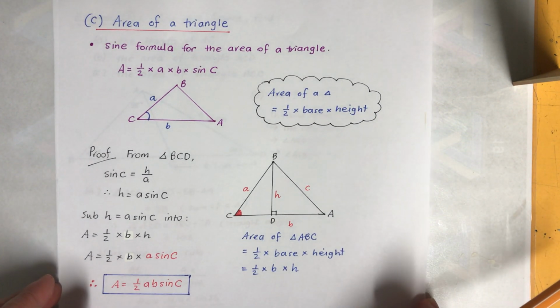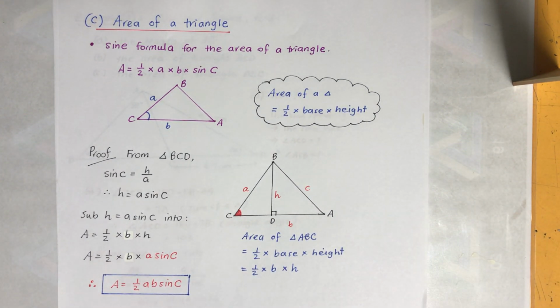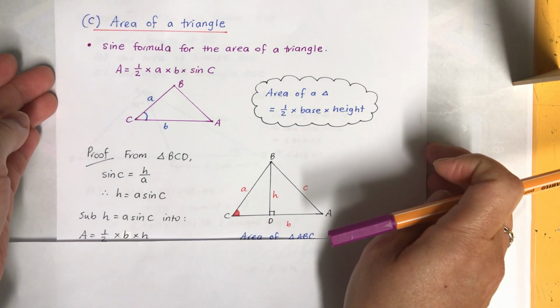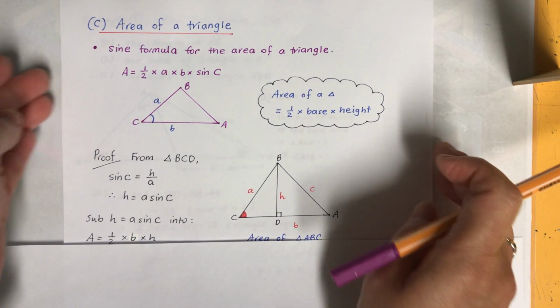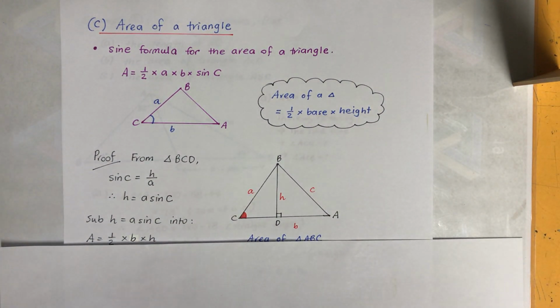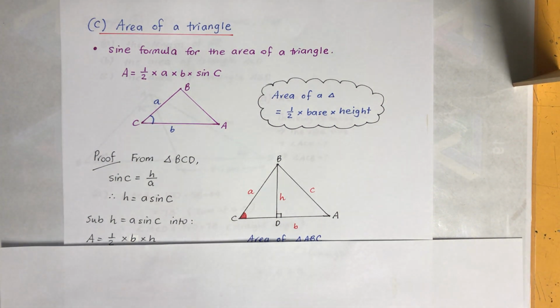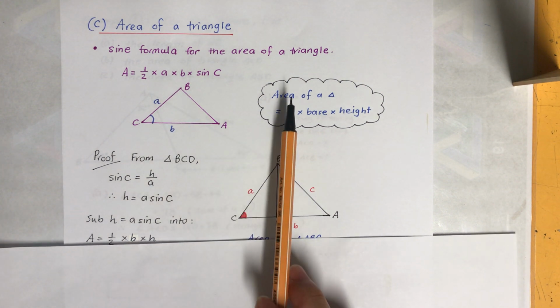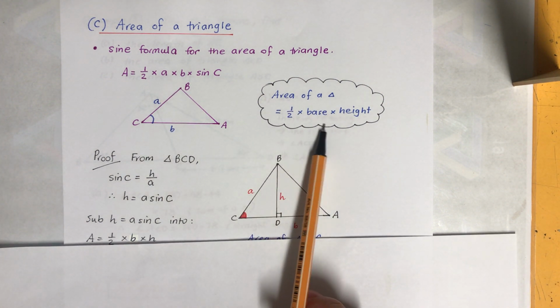Now I'm going to just do a little bit of area of triangles. Now you can relax a little bit because it's not too bad. Area of triangle is one of those, the easiest one. Okay, sine formula for the area of a triangle. So that's what it's given. But what's that? Area of a triangle is what? Half times base times height.